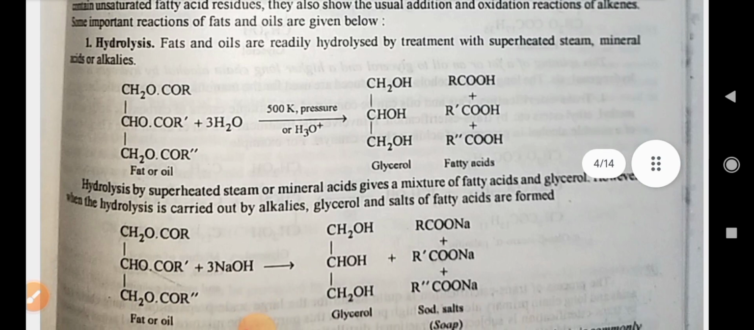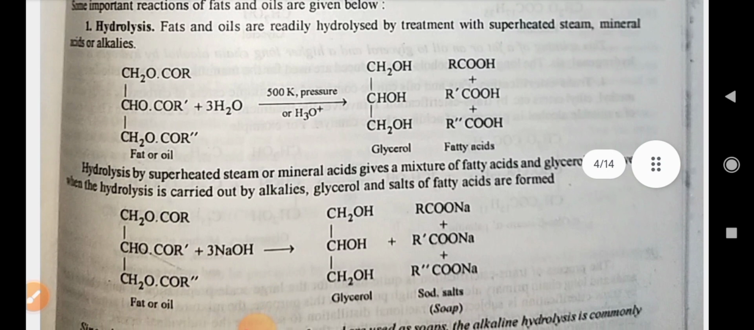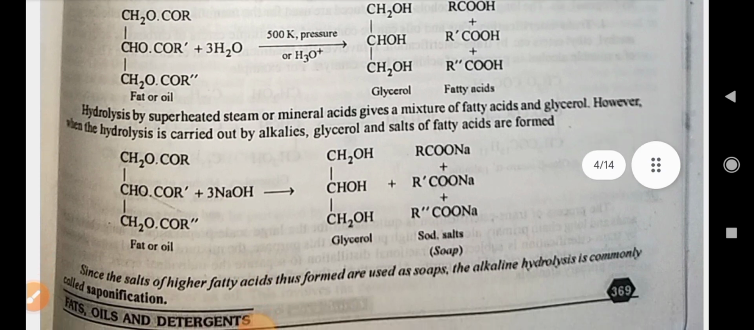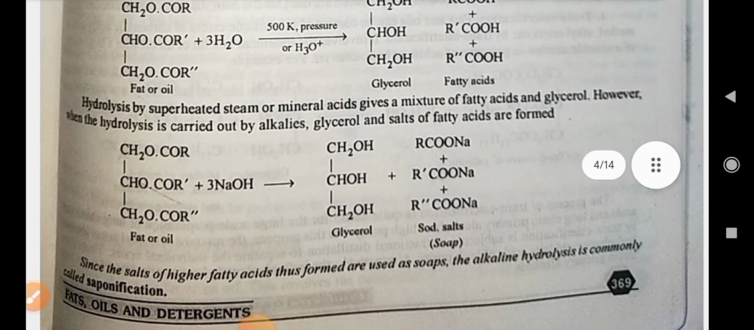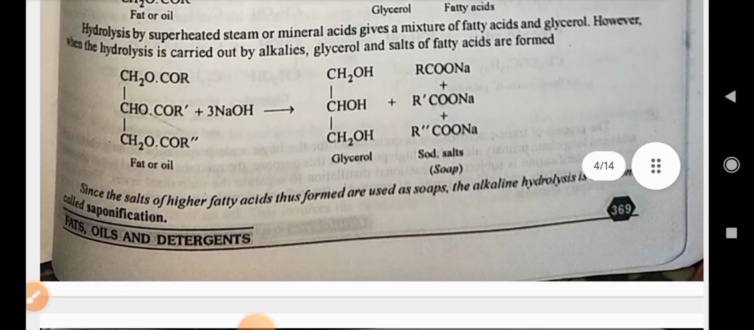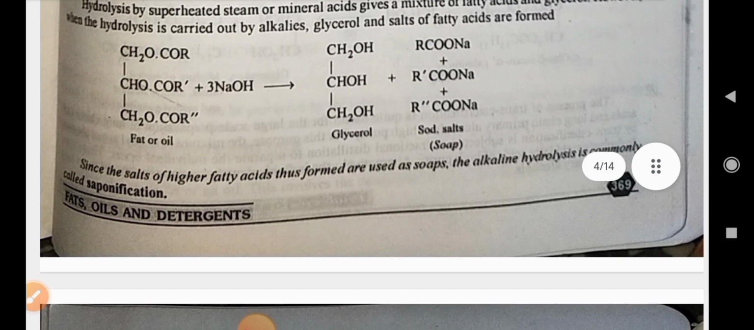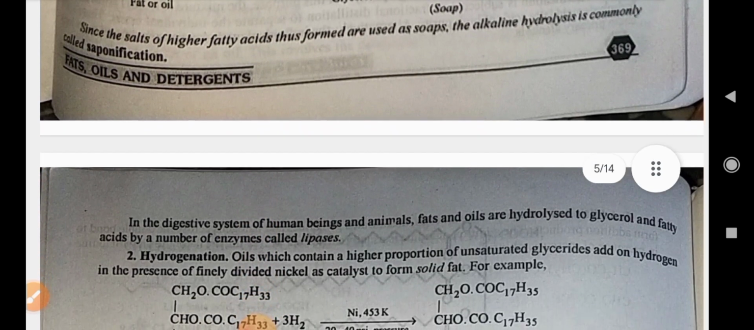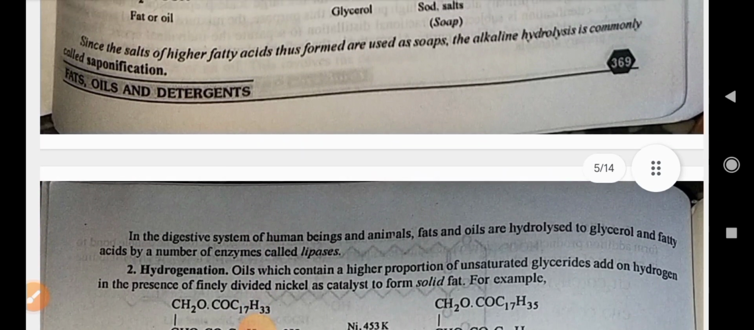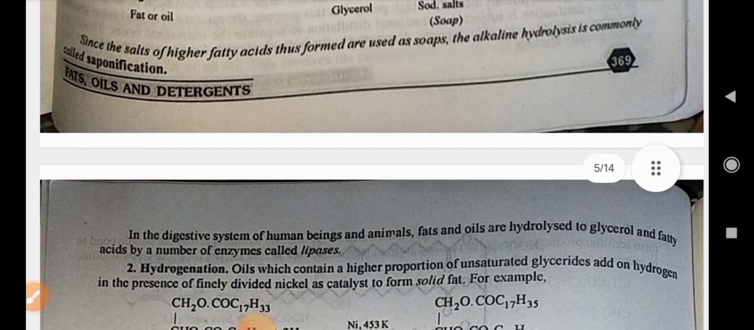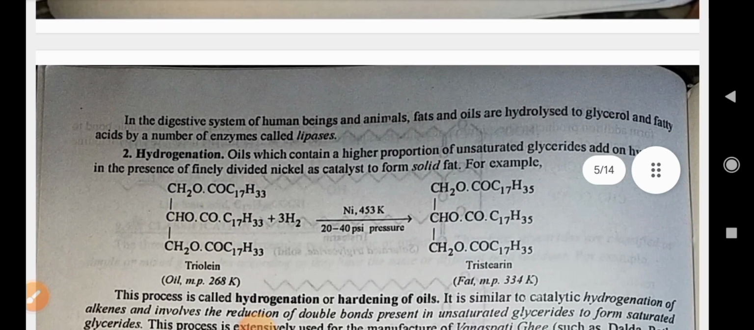Hydrolysis. Fats and oils are readily hydrolyzed by treatment with superheated steam, mineral acids or alkalis at 500 Kelvin temperature and pressure. Hydrolysis by superheated steam or mineral acids gives a mixture of fatty acids and glycerol. However, when the hydrolysis is carried out by alkalis, glycerol and salts of fatty acids are formed.